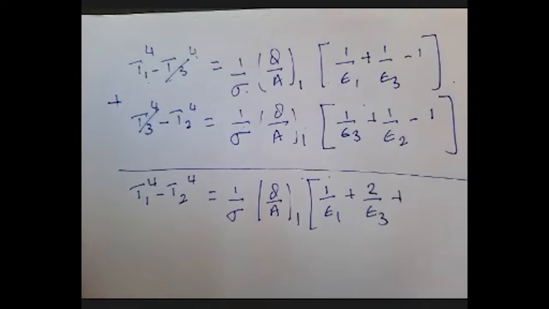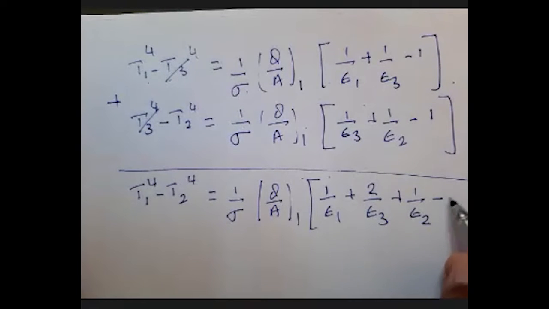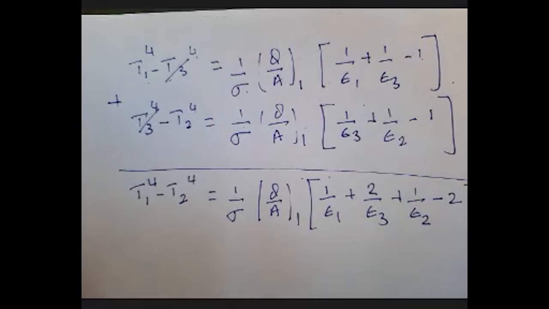Plus I have 1 upon epsilon 2, it is 1 upon epsilon 2. Then minus 2, minus 1 minus 1. It is nothing but minus 2.